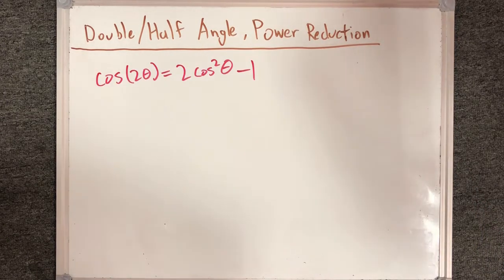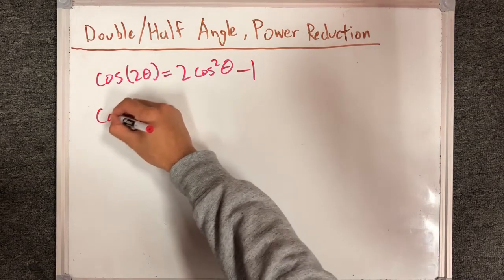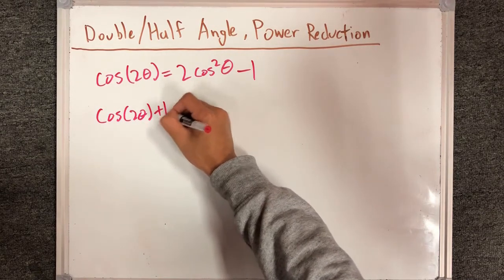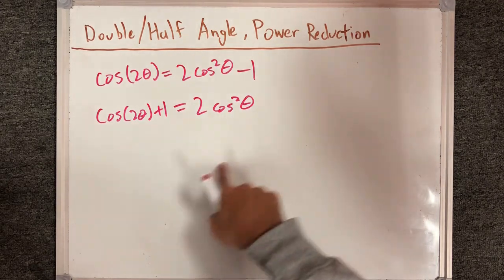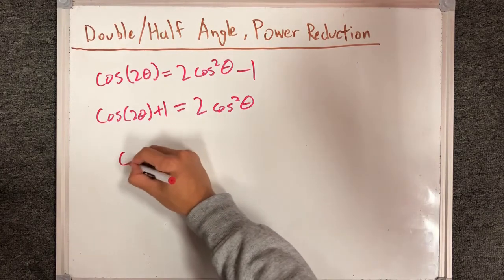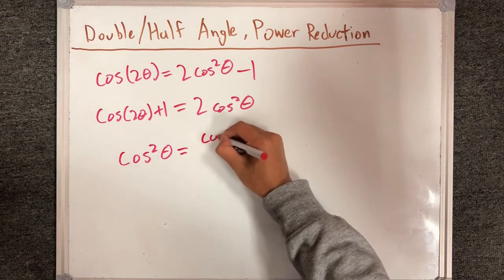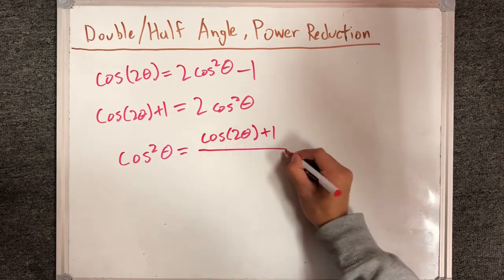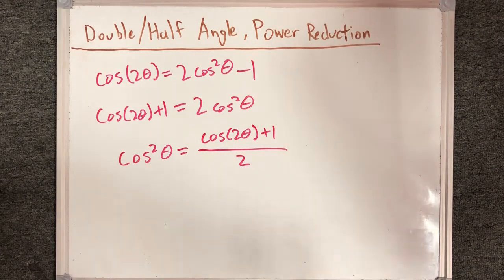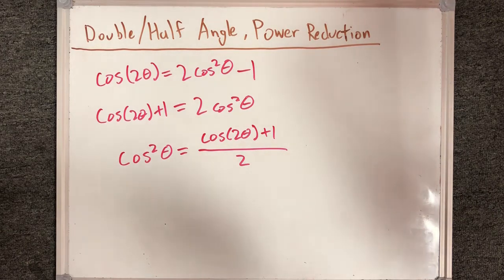Now, this equation right here was the second form of double angle for cosine. If I wanted to solve for cosine squared, I can move the minus 1 to the other side. Cosine of 2 theta plus 1 is 2 cosine squared theta. Now I can divide both sides by 2. This side, I will end up with cosine squared theta, and this side will be all over 2. This is cosine of 2 theta plus 1 all over 2, and this is my power reducing formula. As you can see, we went from a second power to the first power. We've reduced the power.